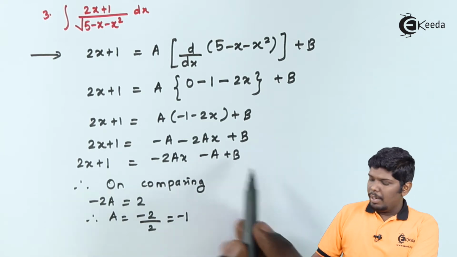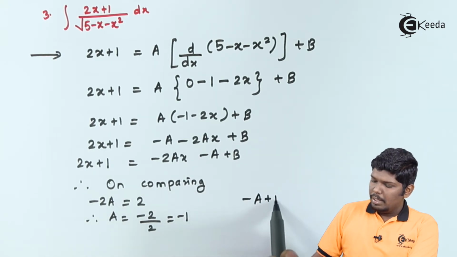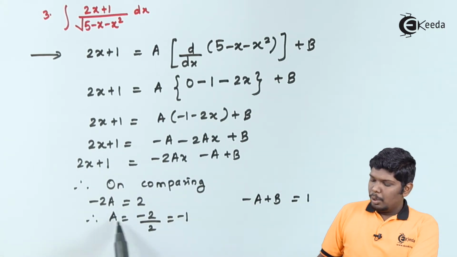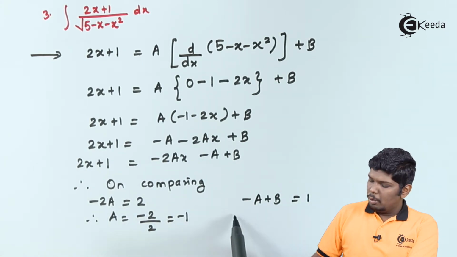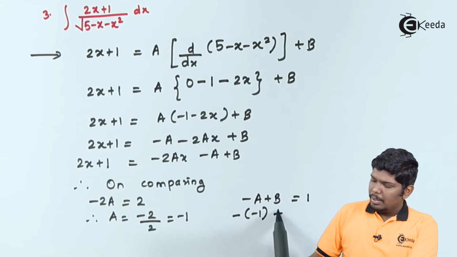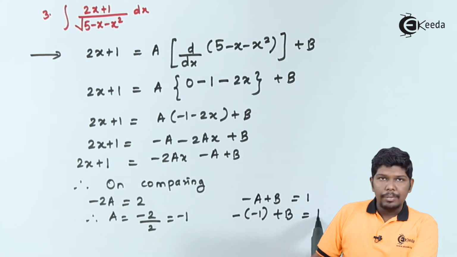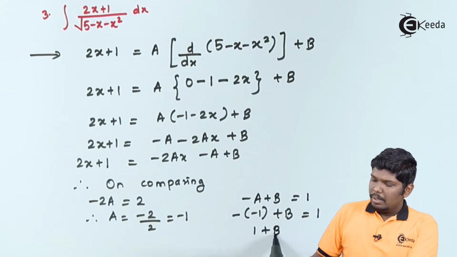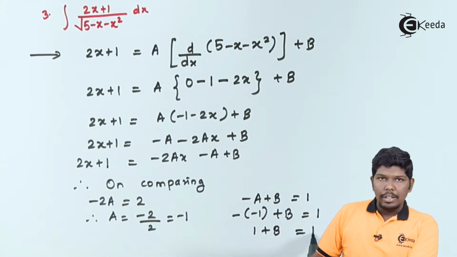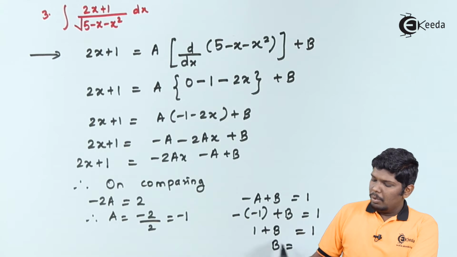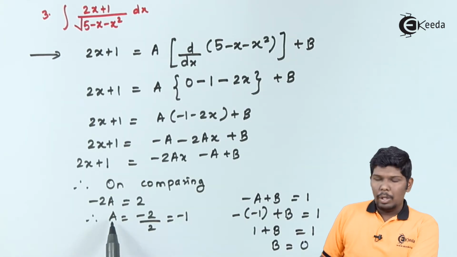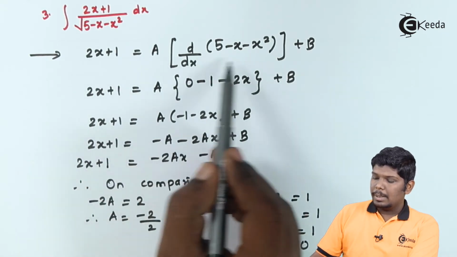On the right hand side we have constant as minus a plus b, and here we have plus 1. Substituting a as minus 1, this will give you minus of minus 1 plus b is equal to 1. Minus of minus 1 is plus 1 plus b is equal to 1. Therefore, b will be 1 minus 1, that will give you 0. Now I will substitute the values of a and b in this expression.